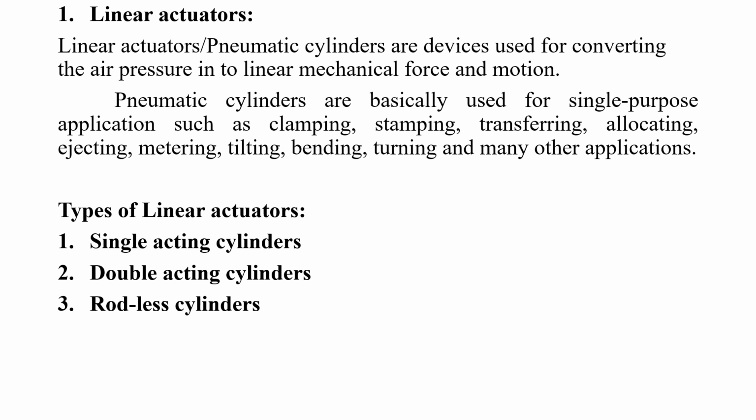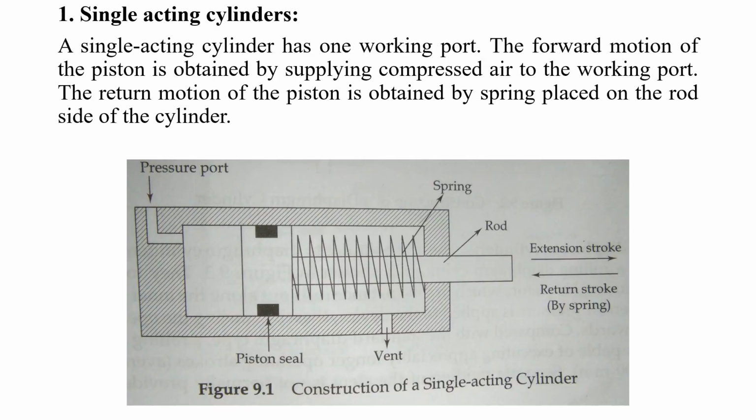Linear actuators. Linear actuators or pneumatic cylinders are the devices used for converting air pressure into linear mechanical force and motion. Pneumatic cylinders are basically used for single purpose applications such as clamping, stamping, transferring, allocating or rejecting the component from the conveyor, metering in and metering out, nothing but slowing down, tilting, bending the component or rotating the component. We have the different applications. As I said earlier, the types of linear actuator are single acting, double acting and rodless. First we'll see the single acting cylinder.